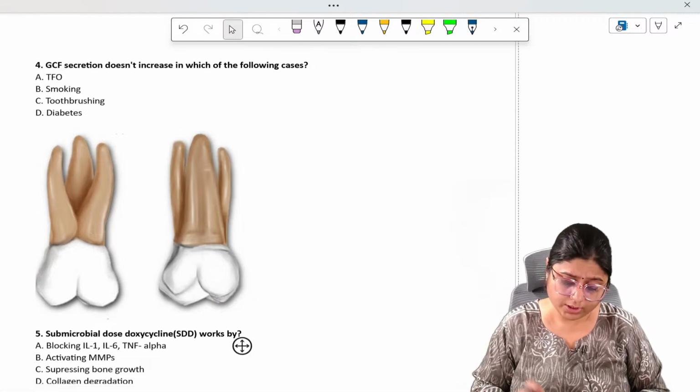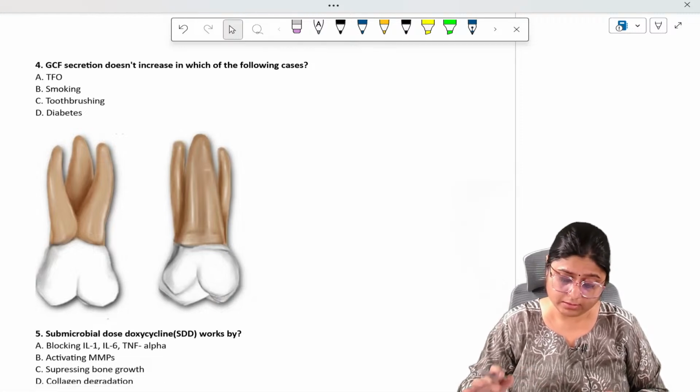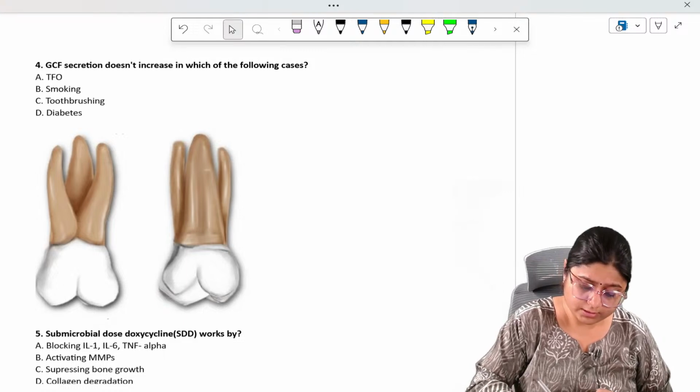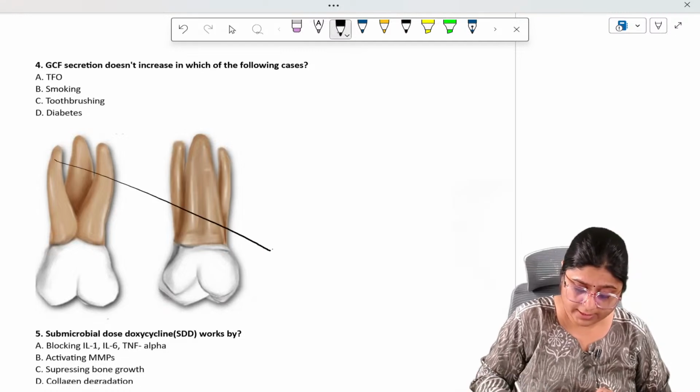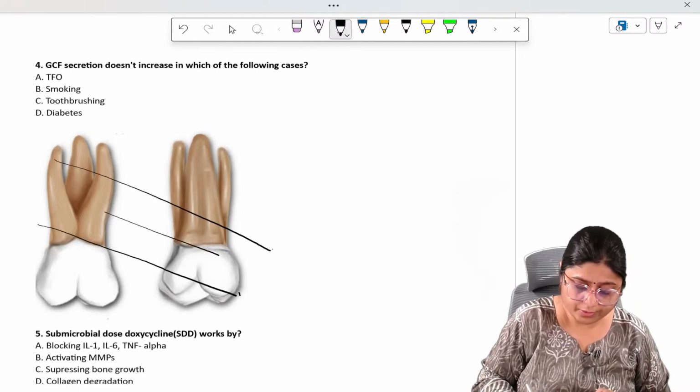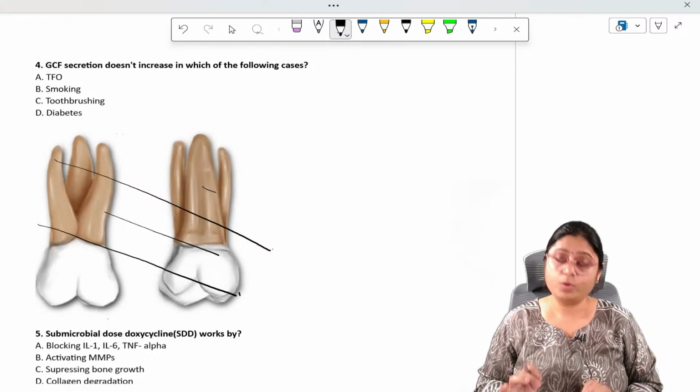Okay, so this image, I think it is, so just don't look at this image, guys. This is by mistake, it has been printed here. Don't look at this image. This is not at all related to this question.